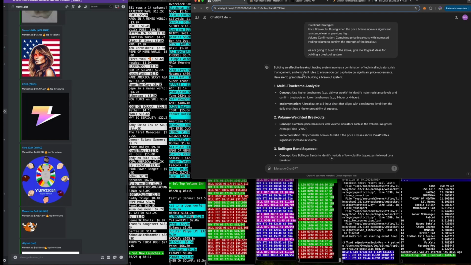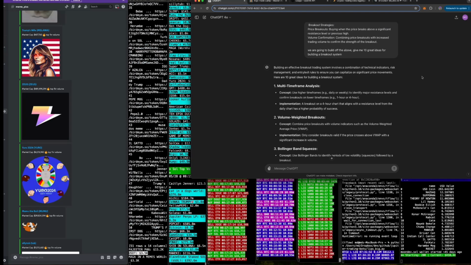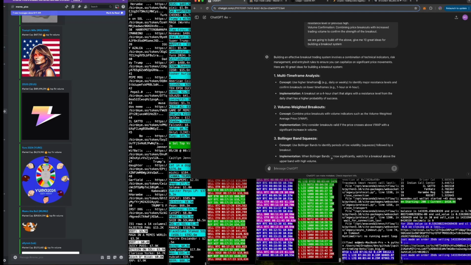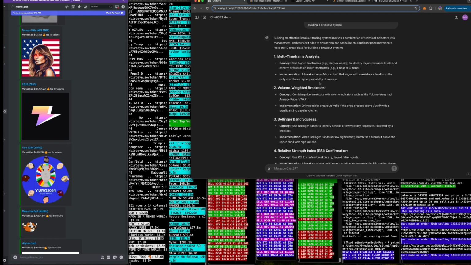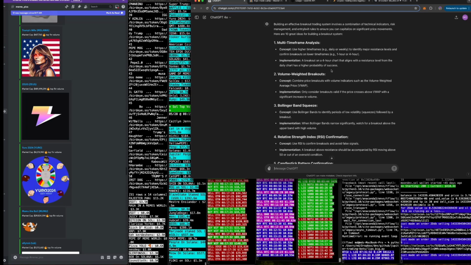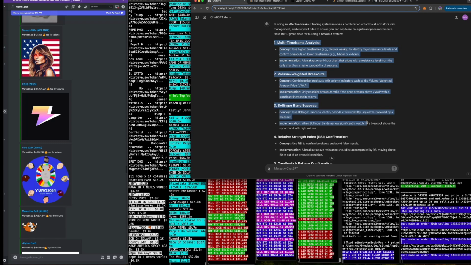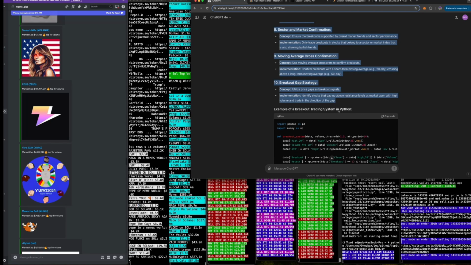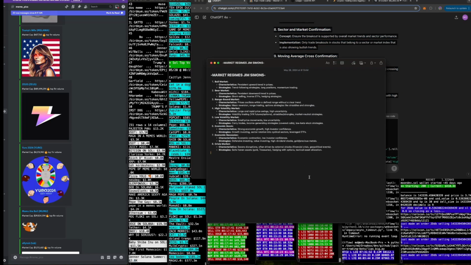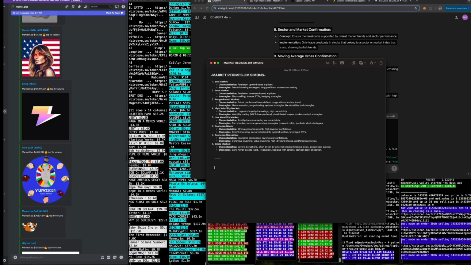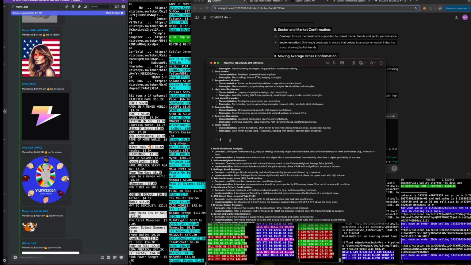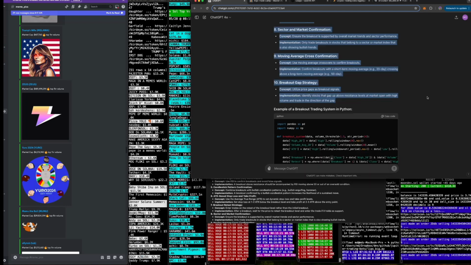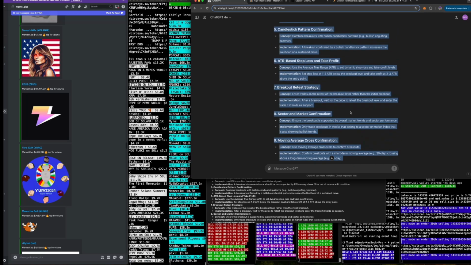Building an effective breakout trade system involves a combination of technical indicators, risk management, and entry-exit rules to ensure you can capitalize on significant price movements. Here are 10 great ideas for building a risk management or a breakout system. Freudian slip right there. We got to worry about risk management, number one, of course. Good thing I built a lot of this code already. So here's 10 ideas for breakout strategies. So let's go ahead and see what they are.